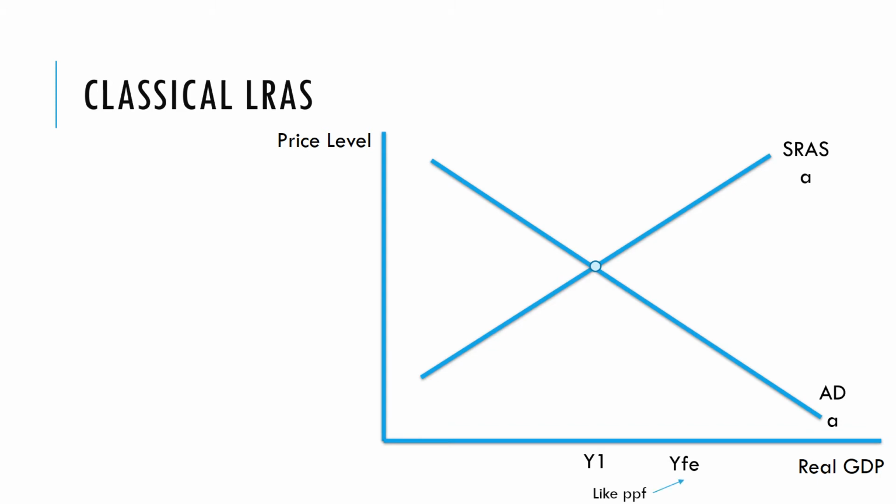So this is very similar in concept to the PPF. This level of output over here to the right represents the level of output you would get on the edge of your PPF. Now what we can see straight away is that this is the level of output using all our resources, and this is the current level of output. So what that implies is there are some spare resources, some underutilized resources in our economy.